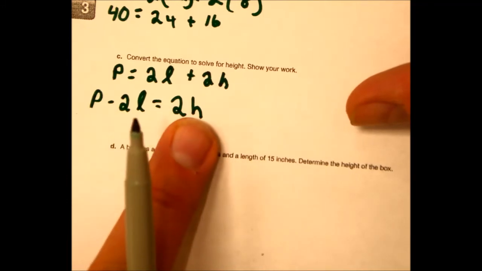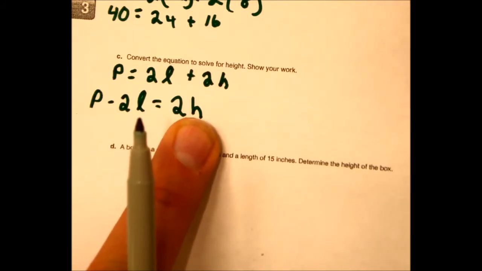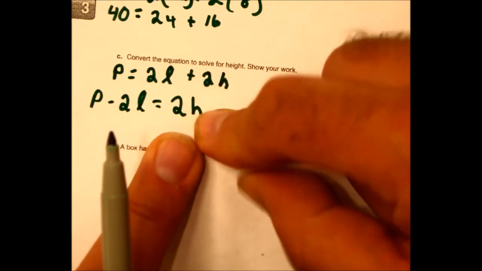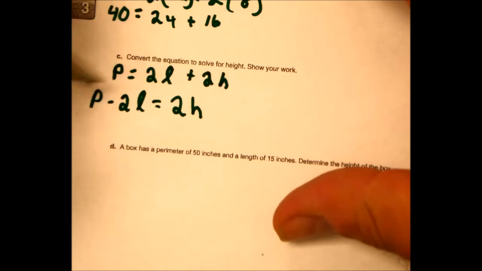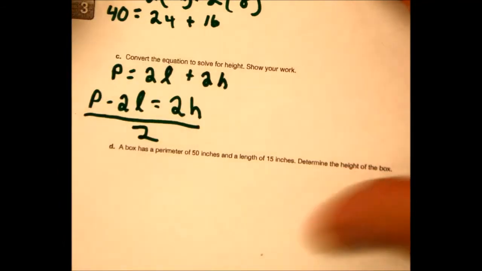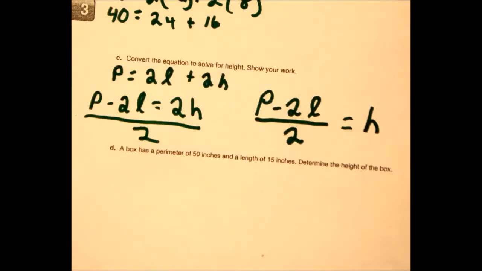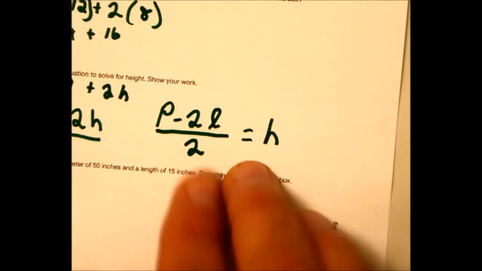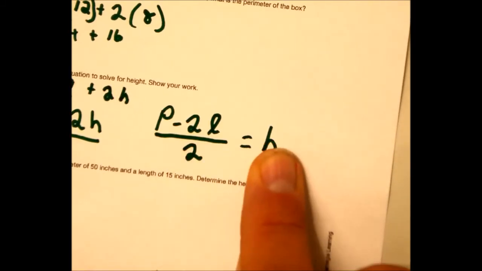If it was a division problem, which means it would be that dreaded F word, a fraction, correct, we would multiply by 2. But here, it's multiplying by 2, so we're going to divide the whole problem by 2, which means I'm left with P minus 2L divided by 2 equals H. And here we have an equation for height.